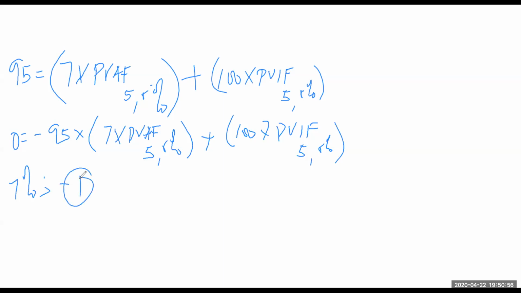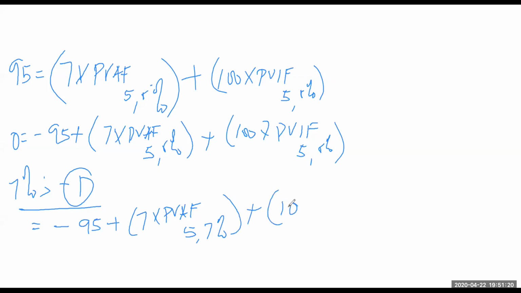Now, what will be the sum of this? At 7%, the first attempt will be negative 95. Sorry, this should be a plus, not a multiplication. Plus 7 times present value interest factor, 5 years, 7%, plus 100 times present value interest factor, 5 years, 7%. I've just taken 7%. You can take another value, but for the sake of being consistent, let's try 7%. It's just a trial.